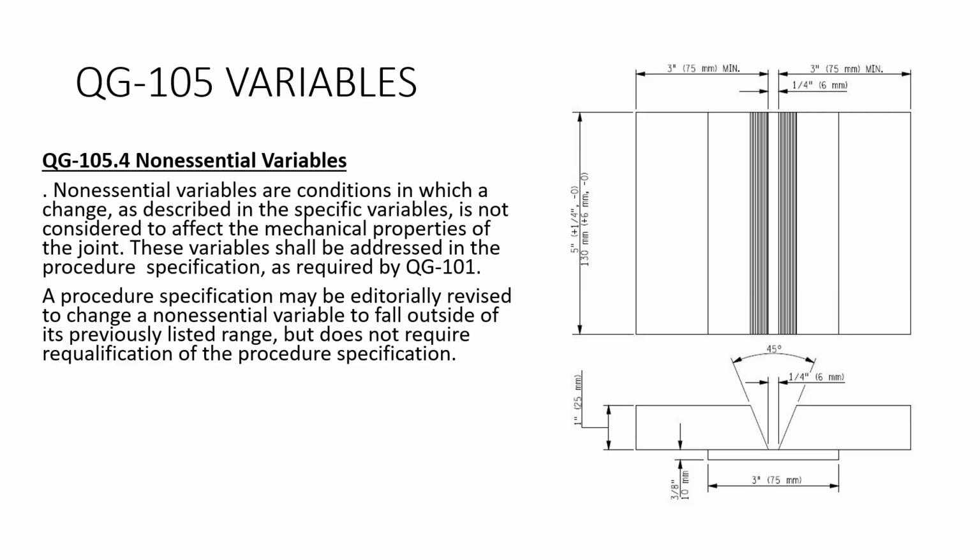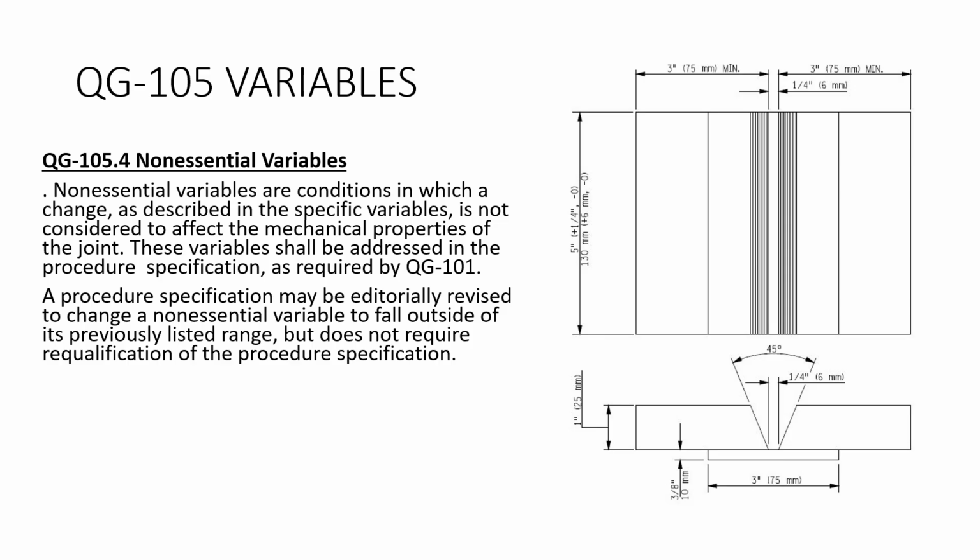So this is where it tells us in ASME Section IX the conditions in which a change, as described, to specific variables doesn't affect the mechanical properties of the joint. And it tells us we can find this in QG 101. But it also tells us here that a procedure specification may be editorially revised to change non-essential variables to fall outside of our previous ranges.